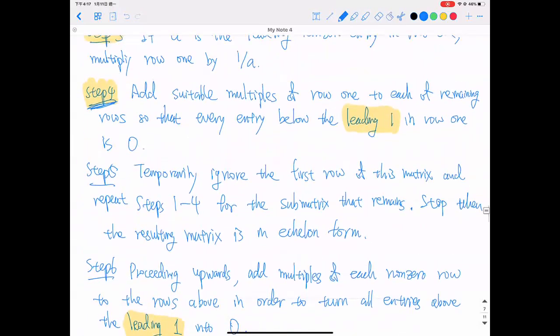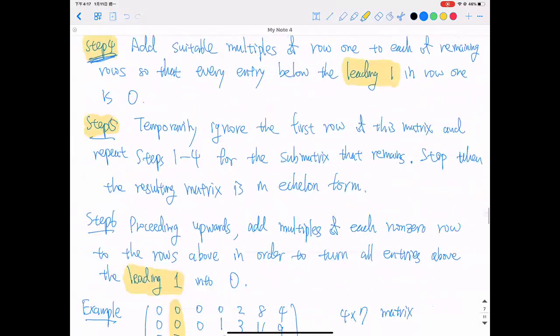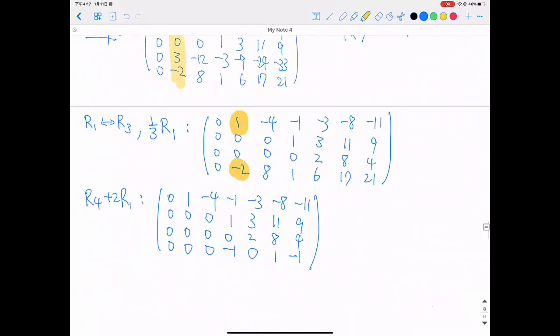The next step to be performed is step 5, which tells us to ignore the first row and repeat the first 4 steps for the submatrix that remains. The first row in this case is here, so we should ignore it for now and look at the submatrix, which is the part that's not shaded.